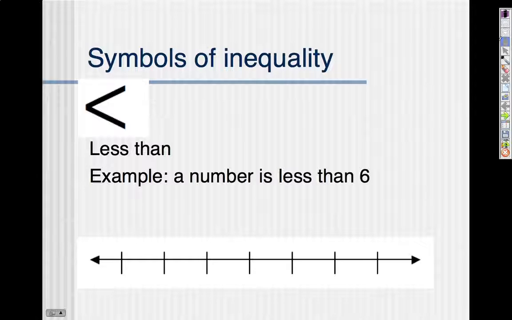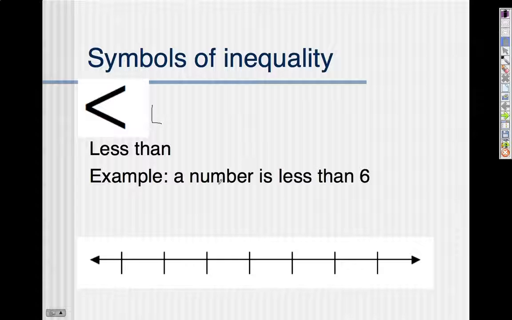All right, so let's just quickly talk about what the different symbols of inequality are and what they mean. The first one we already looked at a little bit, and that's the less than symbol. If you have any trouble remembering which one's less than and which one's greater than, you can always think less than. If you tilt your head a little bit to the right, it kind of looks like an L, which is the beginning of the word less than.